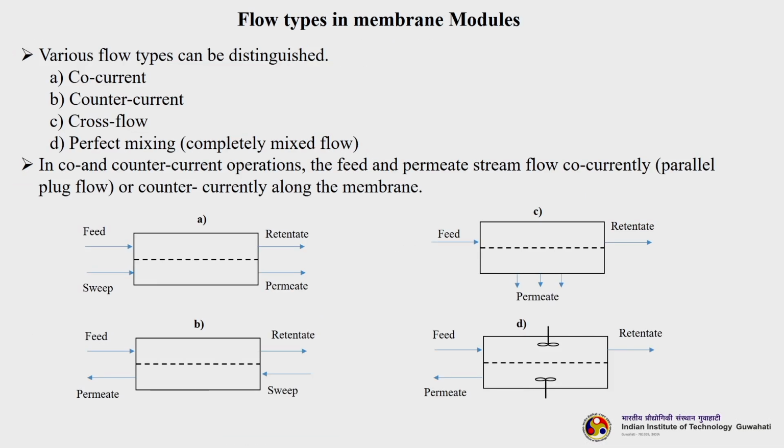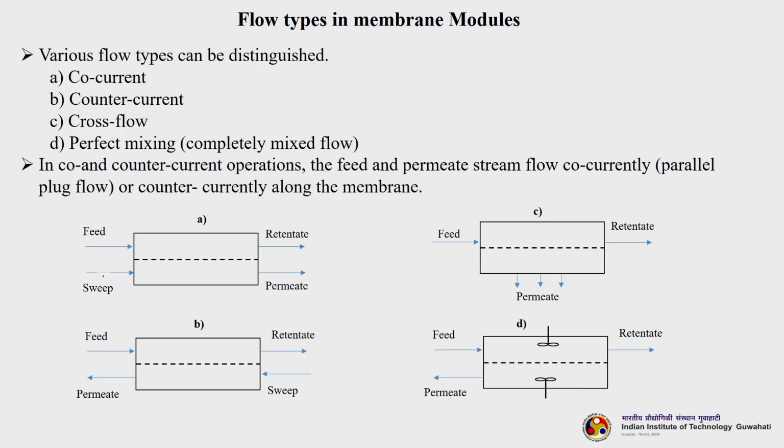So, now let us discuss the different flow types in membrane modules. Classically we have 4 different flow types possible apart from the dead end filtration mode. Dead end I am not covering because we have already discussed that, and it is not used in commercial or large scale operations also. So, large scale operations and flow types are basically restricted to co-current, counter current, cross flow and perfect mixing type. Perfect mixing is completely mixed flow type. In co and counter current operations, the feed and permeate streams flow co-currently, which is called parallel flow, plug flow, or counter currently along the membrane.